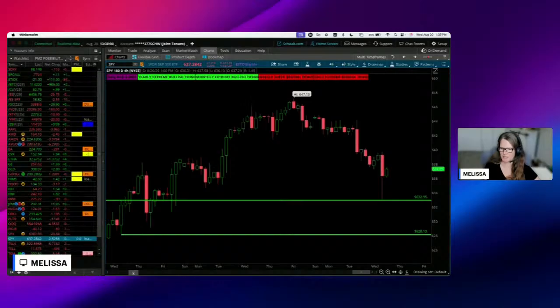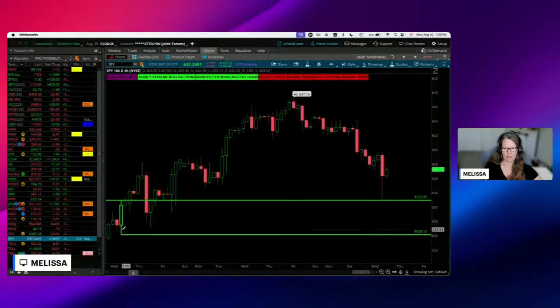When price comes down to that level, buyers see it as a bargain. They enter and price bounces higher. The more times price touches and holds that same level, the stronger the support is. All right. Remember, support equals demand. It's the area where buyers step in to defend the level.